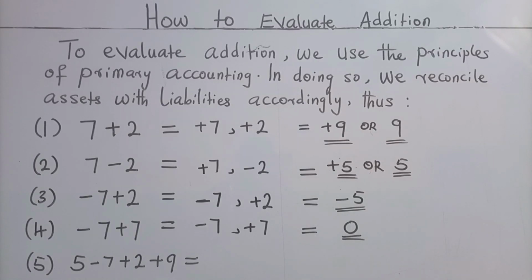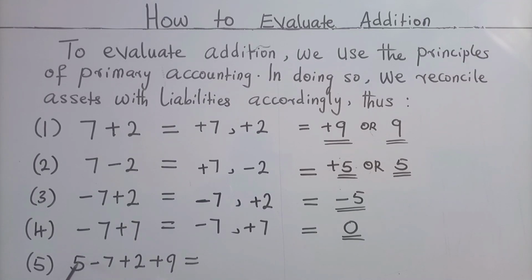Now the last example here, and that is 5 minus 7 plus 2 plus 9. This is the first of its kind among the 5 examples. Why? Others contain just 2 numbers in the operation, but this contains 4. We can have 5, we can have 6, we can have 10, we can have any number of terms taking part in addition operation. But one thing is sure, this is a pure addition. There is nothing that is going to mix up with addition.